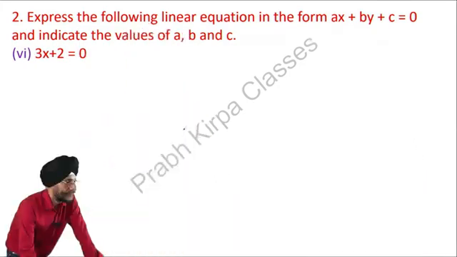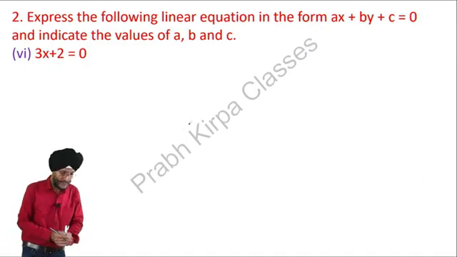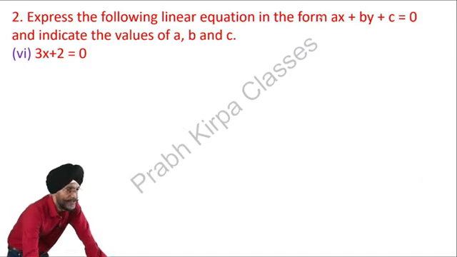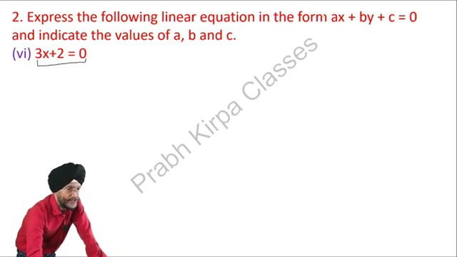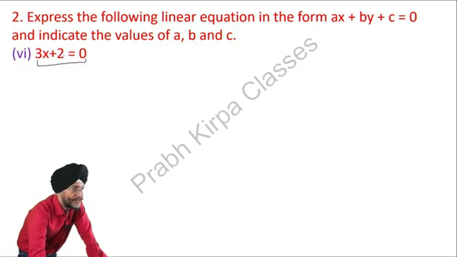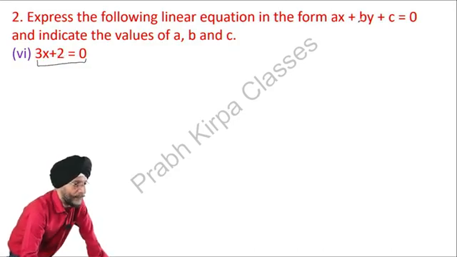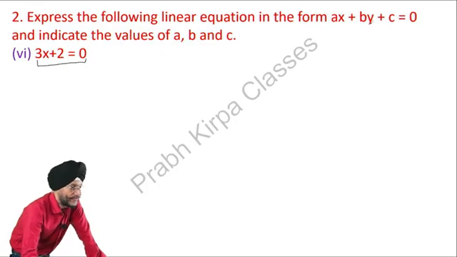Now, the next. Now, the question before us is, express the following linear equation in the form of ax plus by plus c is equal to 0 and indicate the values of a, b and c. Now, what is given in this question? 3x plus 2 is equal to 0. If we compare this equation with this equation, we can say that ax is given, that is 3x is given. The value of c is also given, that is 2. But the value of by, that is y, is not given.